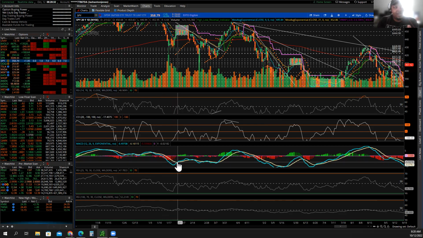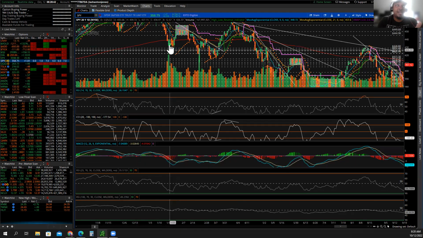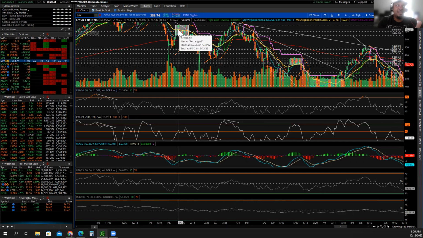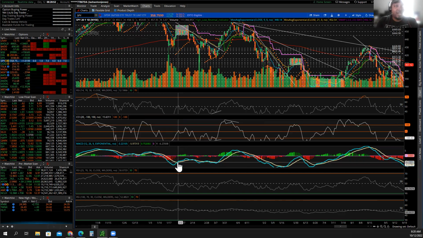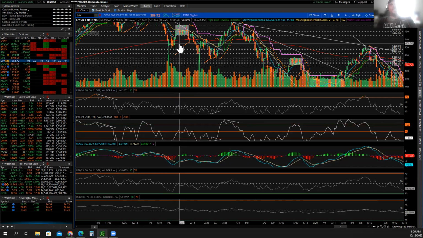So if you use it to get in, you'll be getting in late, right? So you see a cross here going back above, but it's already bounced here and made its move on up. Now you can see price, this is where the top is of this move up, right? So if you waited for the MACD to tell you to get in, then you're going to be way too late.